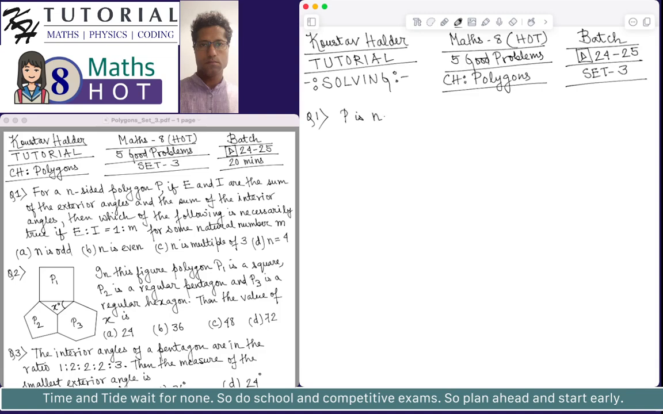P is n-sided. It is not necessarily a regular polygon; it could be a regular polygon or an irregular polygon. It's a normal polygon. P is an n-sided polygon. And E is the sum of exterior angles. I is given to be the sum of interior angles.